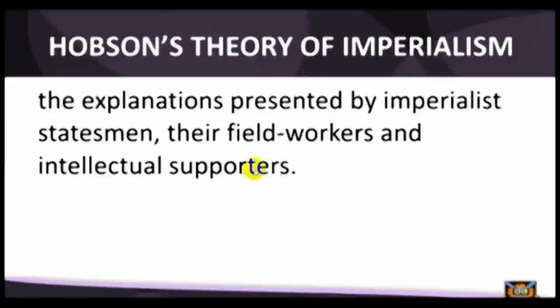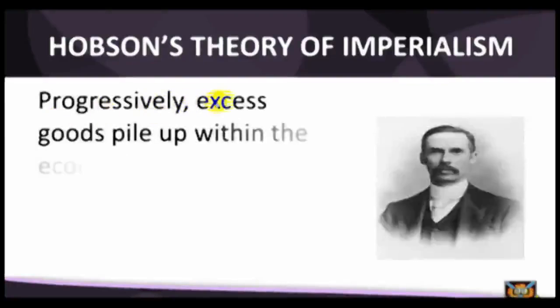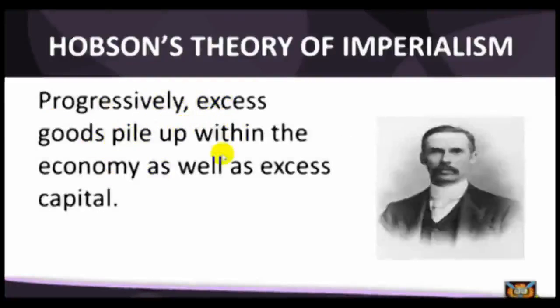Now let's have a hint of Hobson's theory. It says imperialism is a consequence of maladjustments in the capitalist mode of production, which brings in its wake a grossly unfair income distribution pattern among the different social classes that make up civil society. This in turn results in underconsumption on one hand and oversavings on the other. Progressively, excess goods pile up within the economy as well as excess capital.